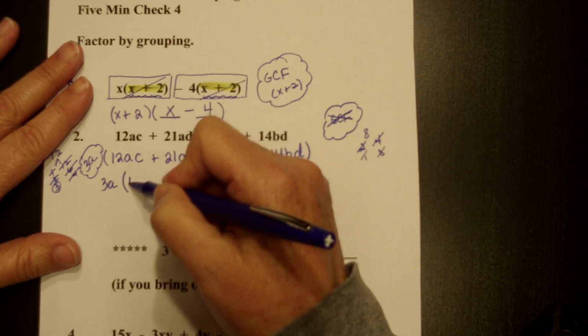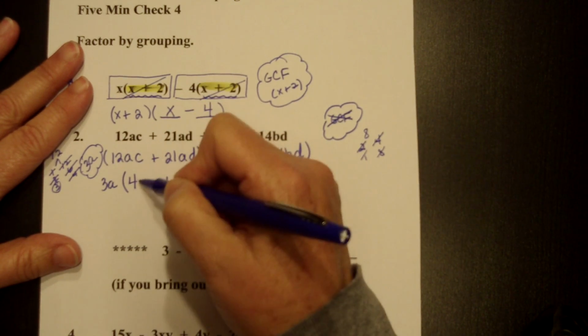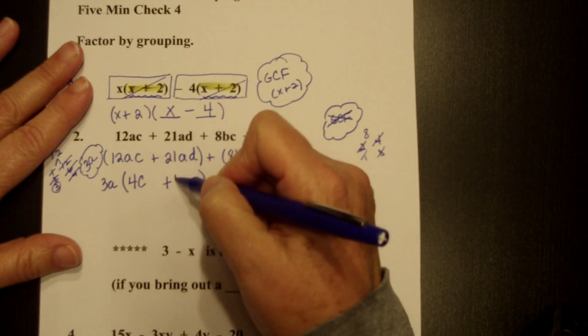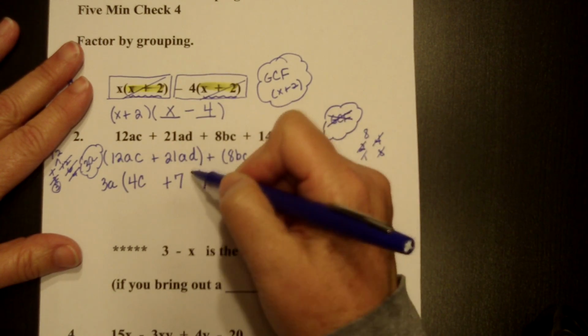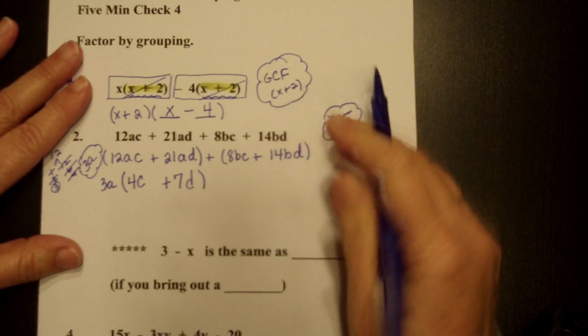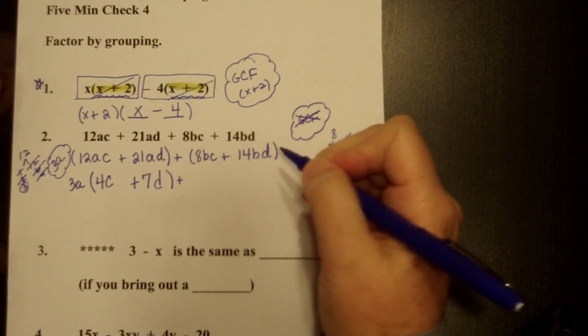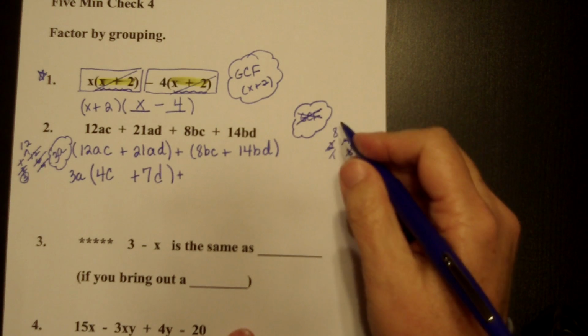12 divided by 3 is 4. The A's cross out. Bring down my C. 21 divided by 3 is 7. The A's cross out. And then bring down my D. Okay, so now I have this other parentheses. All right, so I'm going to look at 8 and 14.